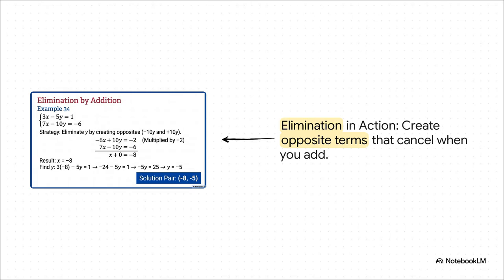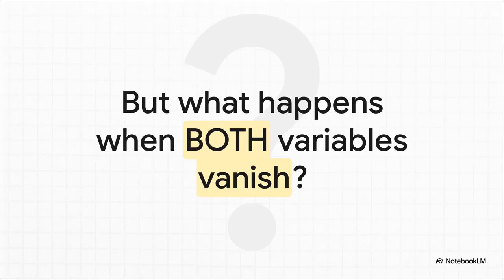Okay, so our goal here is to get rid of the y variable. To make those coefficients opposites, we can just multiply that whole top equation by -2. See what happens? The -5y turns into a plus 10y. Now when we add the two equations straight down, poof, the y terms completely vanish, they cancel out to 0. We're left with a super simple equation to solve for x, and we find out x is -8. One quick plug-in later, and we get y equals -5. Now, this method works brilliantly when you can knock out one variable.